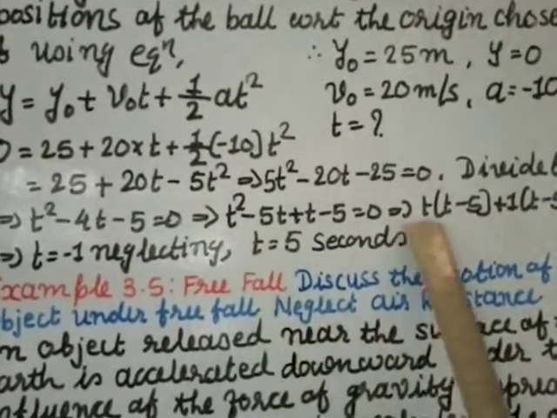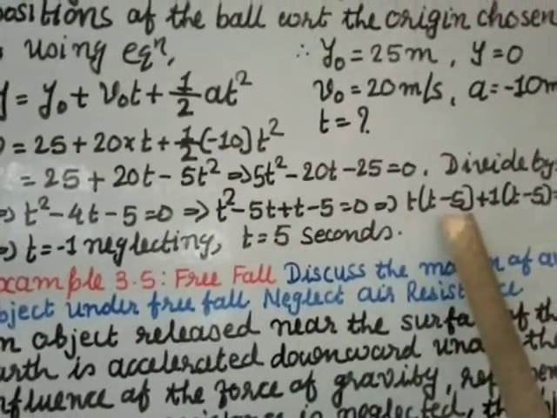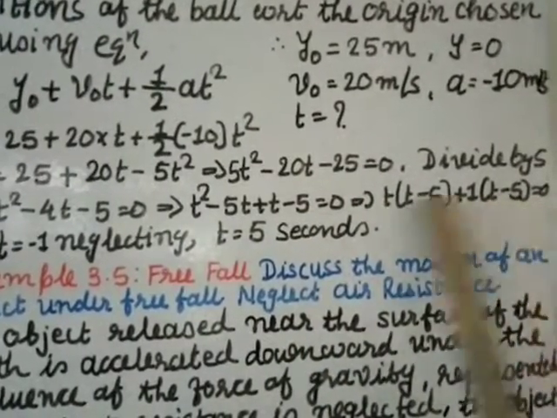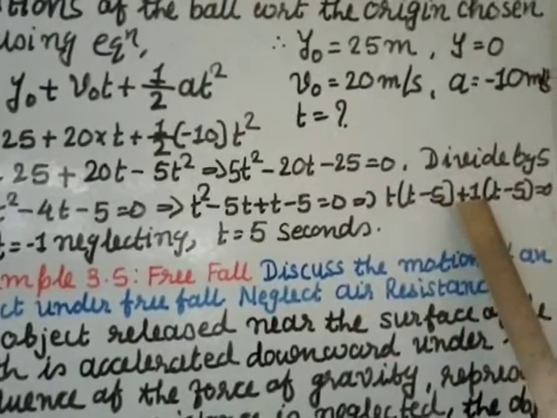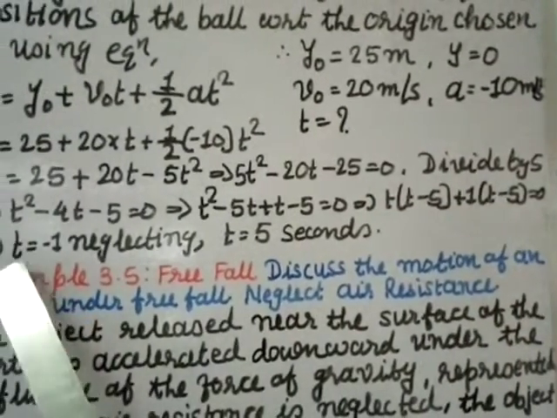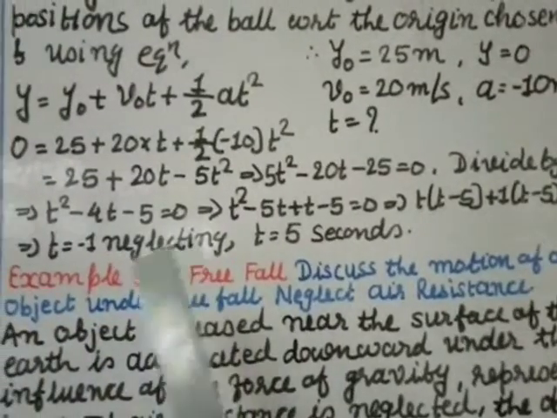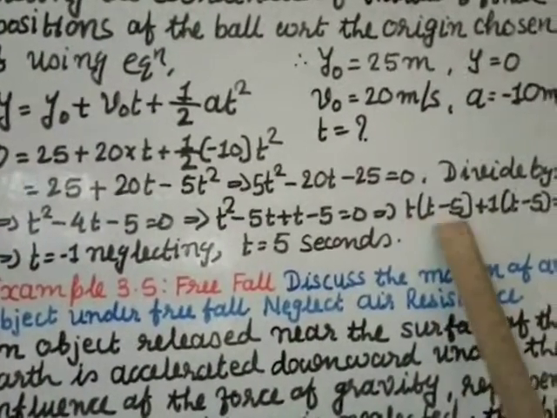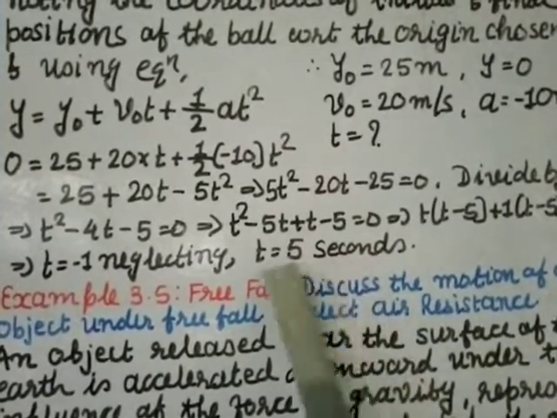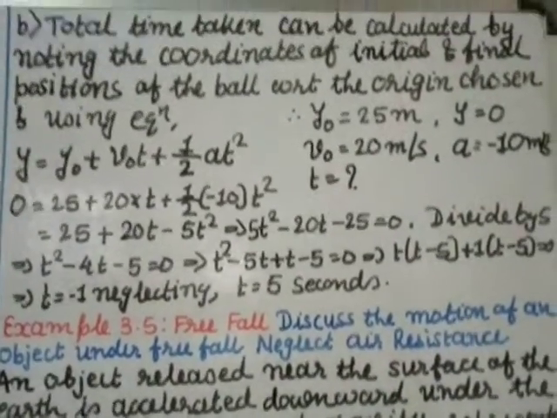So from here you take t common, remains t minus 5, plus from here you take 1 common, remains t minus 5 equal to 0. So the factors will be t plus 1 and t minus 5. So t plus 1 equal to 0 gives you t value as minus 1, which you have to neglect because it is negative. So from t minus 5 you will get the value t equal to 5 seconds. Okay, so this is the answer for part B.